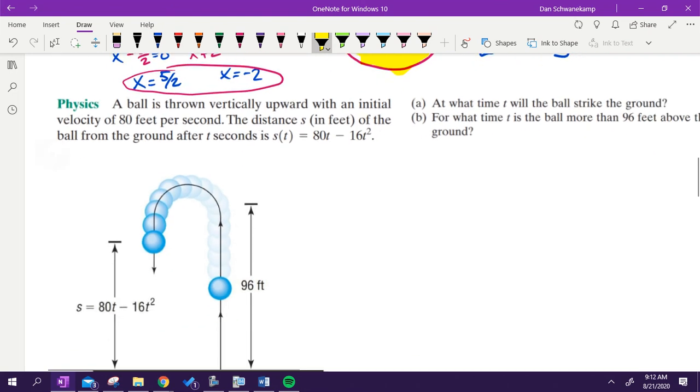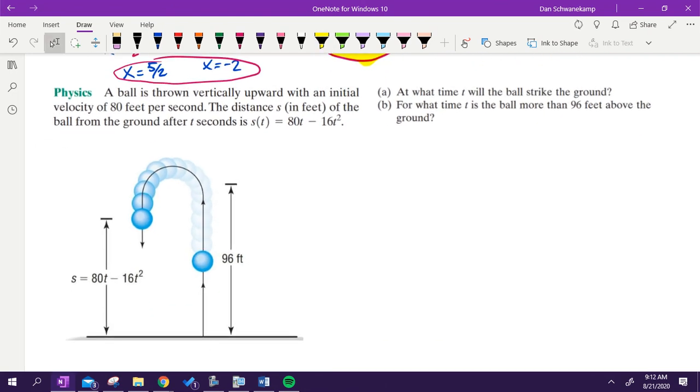Let's try one more. A ball is thrown vertically upward with an initial velocity of 80 feet per second. The distance s in feet of the ball from the ground after t seconds is given by this equation. So this distance right here, s of t, is the height, and t is time. So you're taking the ball, you're throwing it up in the air. At what time will the ball strike the ground?